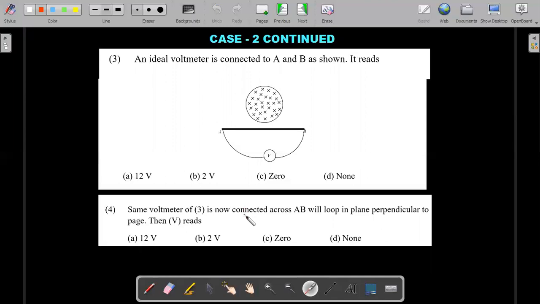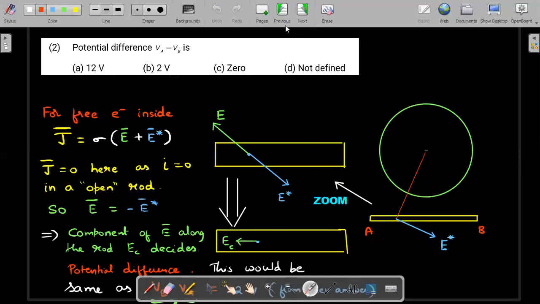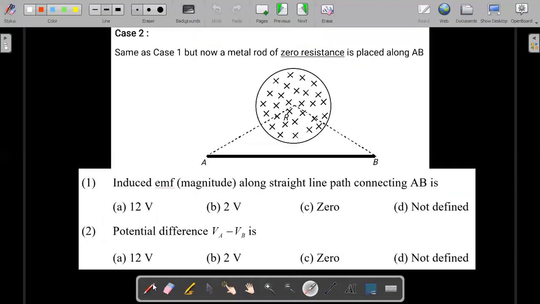Have a try and then move ahead with the solution that I'm going to provide. We'll do question by question. Okay, so let's start with the first one. We'll go with the first one. First one is pretty simple.